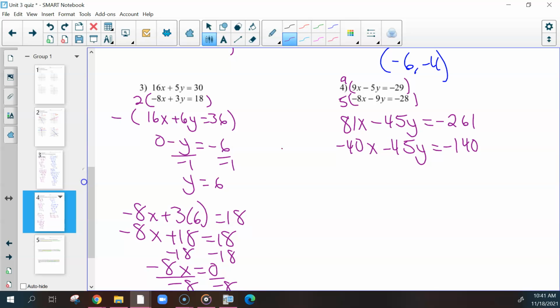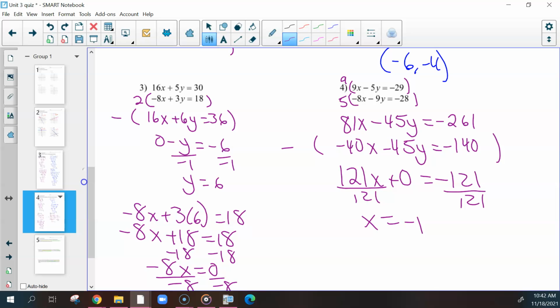The 45s are both negative, so we're going to subtract to get rid of them. 81 minus a negative 40 would be 81 plus 40, which I think is 121. Correct me if I'm wrong. The y's would cancel, become 0. Negative 261 minus negative 140 would be adding 140, but I don't know what that is off the top of my head. 121. And then divide both sides. So x would be negative 1.